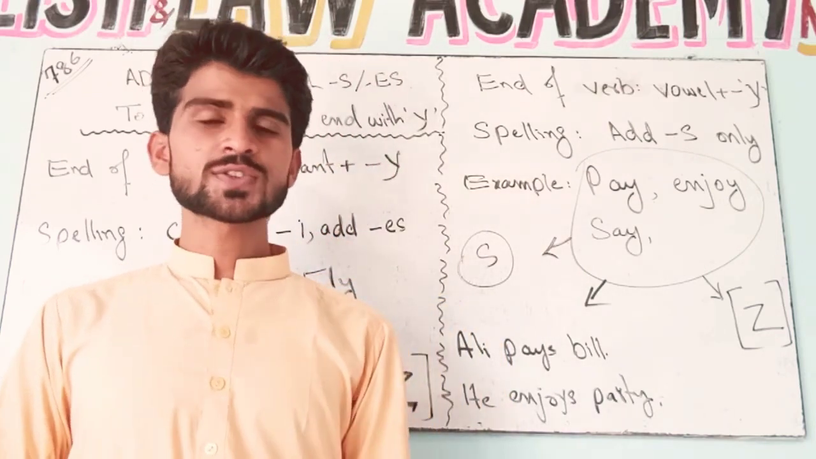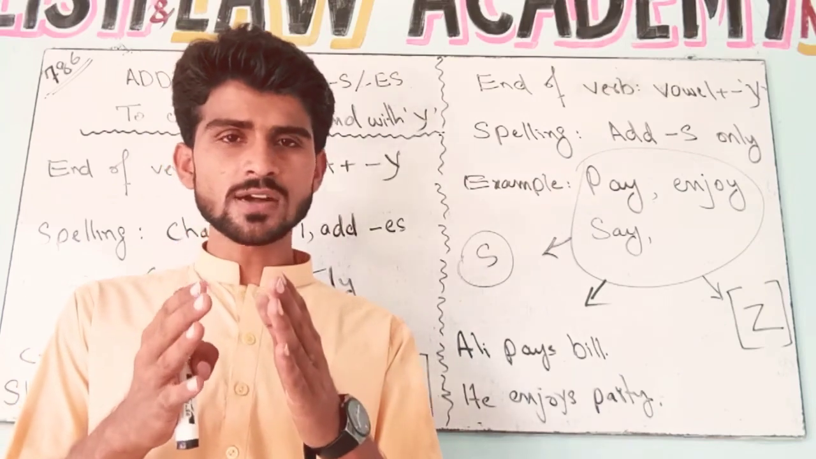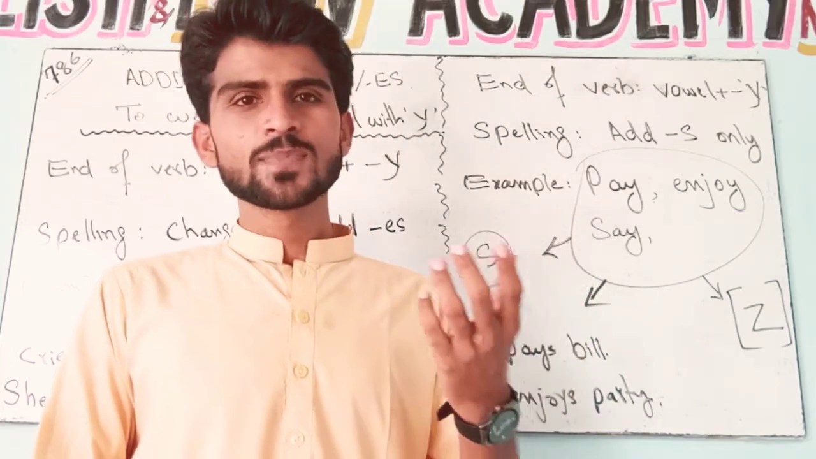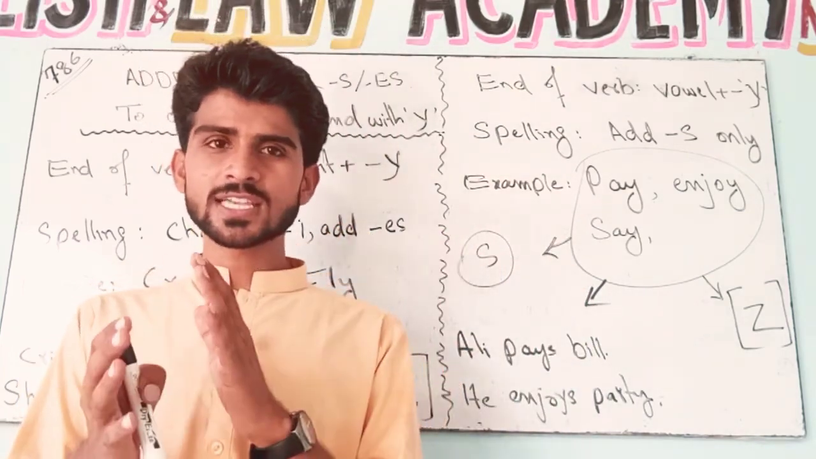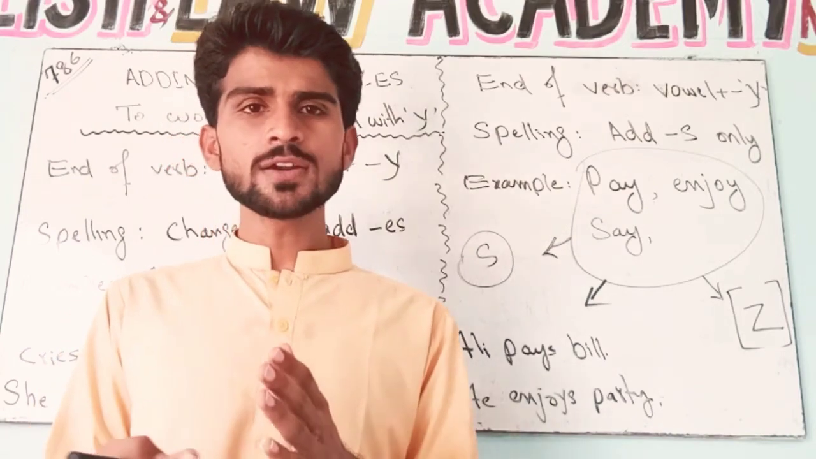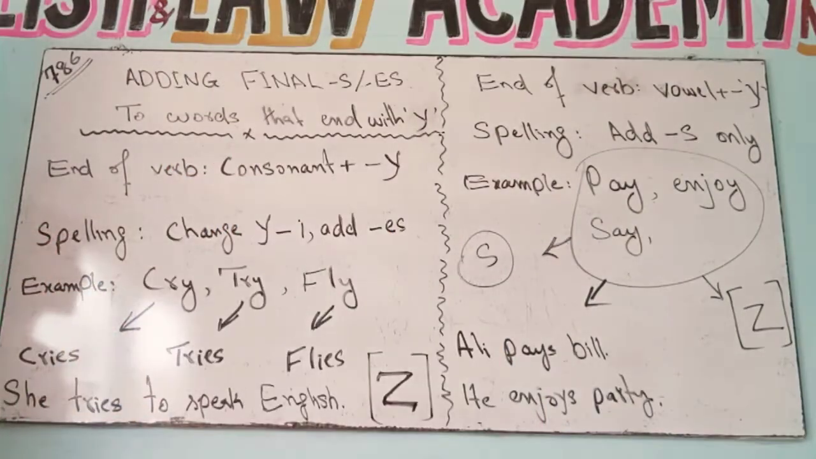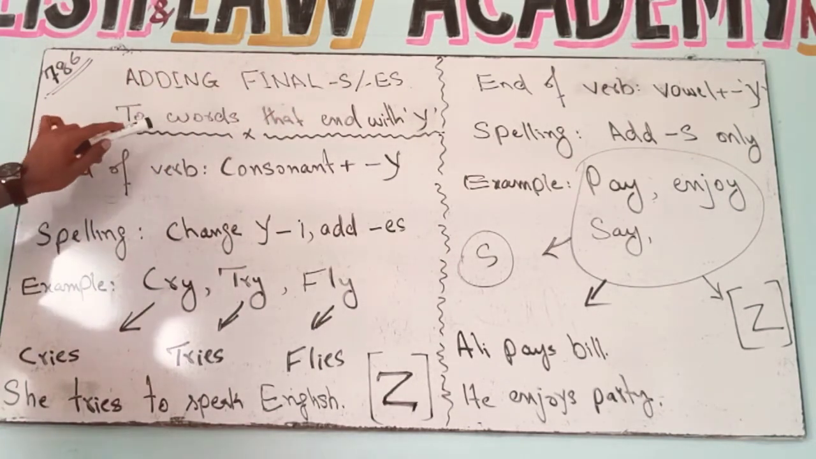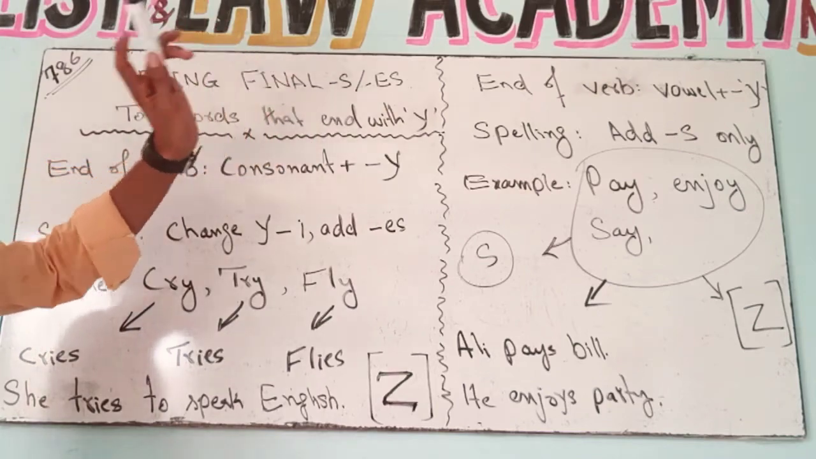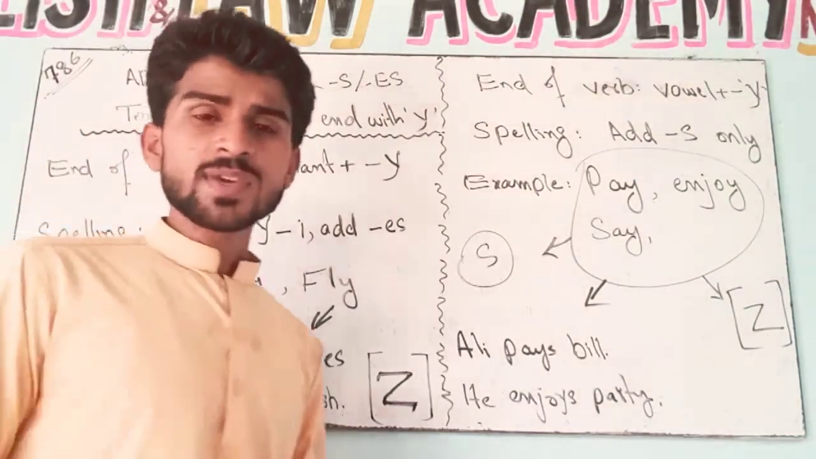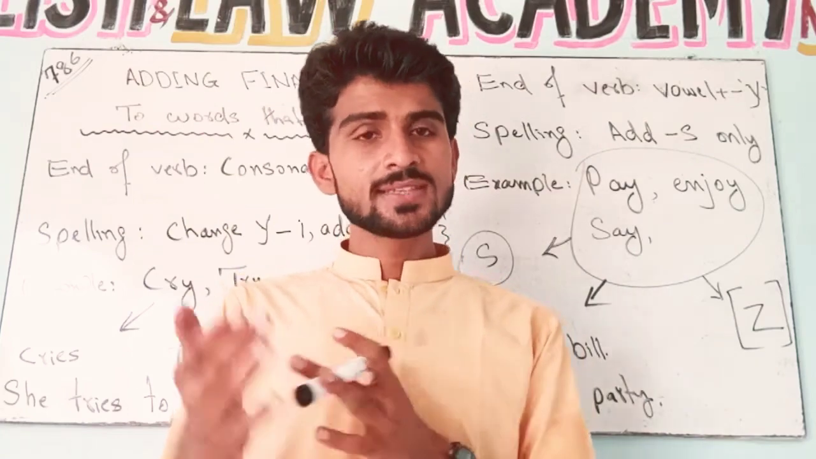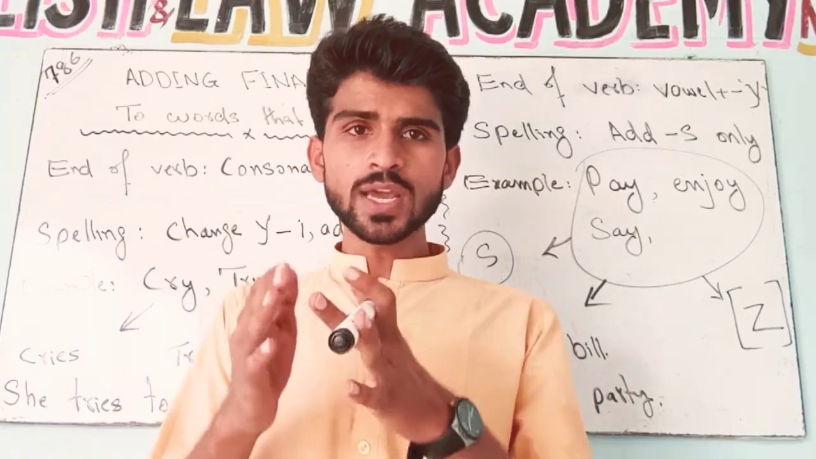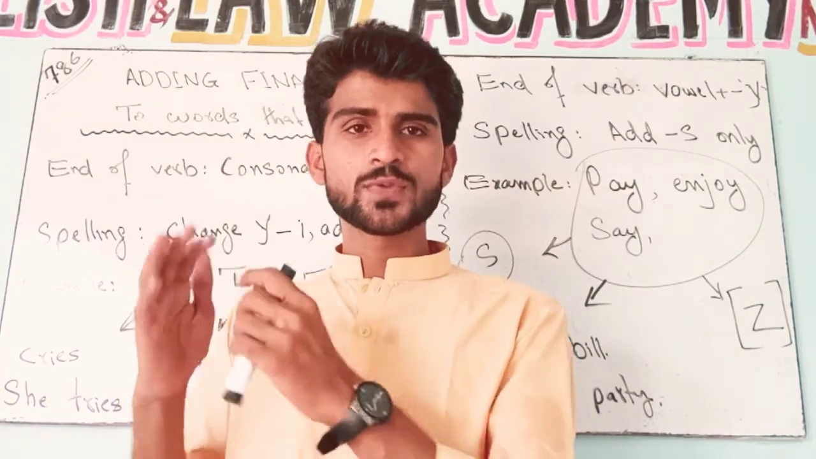So let's move toward the topic. Our today's topic is also very important to all of you. Today's topic is adding final S or ES to words that end with Y. It means that if any word or any verb ends with Y, then how do we add S or ES to that verb?